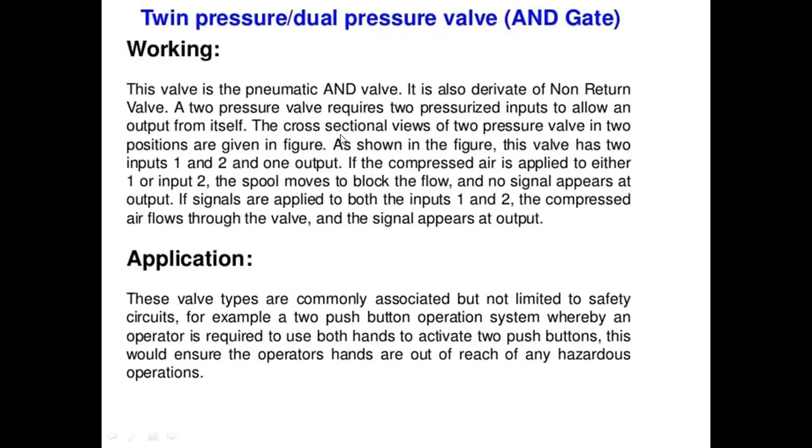The cross-sectional view of the two pressure valve in two positions is given in the figure. As shown in the figure, this valve has two inputs, 1 and 2, and one output. If compressed air is applied to either input 1 or input 2, the spool moves to block the flow and no signal appears at the output. If signals are applied to both inputs 1 and 2, the compressed air flows through the valve and a signal appears at the output.